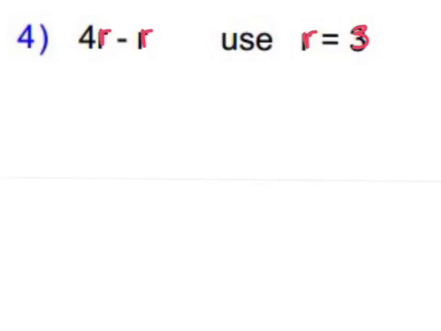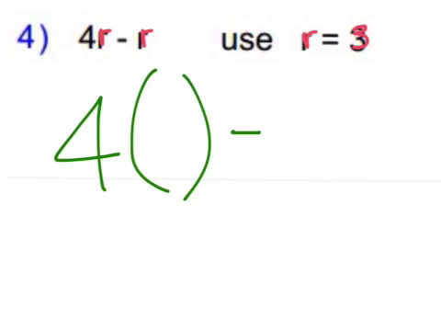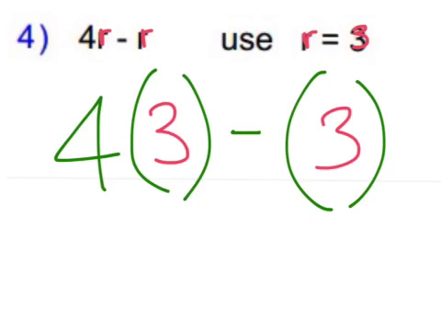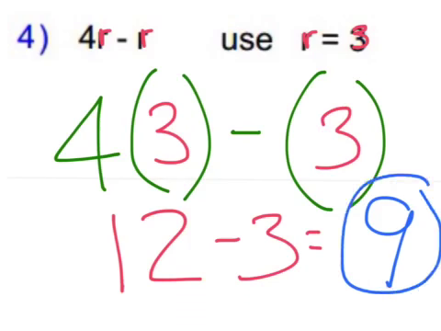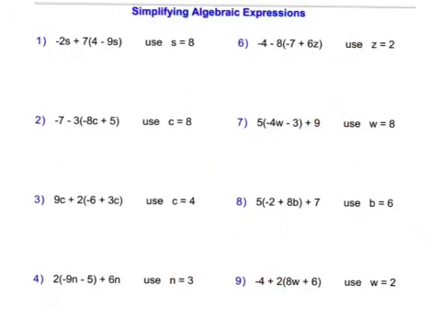So I'm going to rewrite the equation. 4 open parentheses minus open parentheses. Let's change the r to 3. Great. 4 times 3 is 12. Minus what? Minus 3. 12 minus 3 is 9. And that's our answer. Alright, so these are pretty easy. Let's take a look at another one.